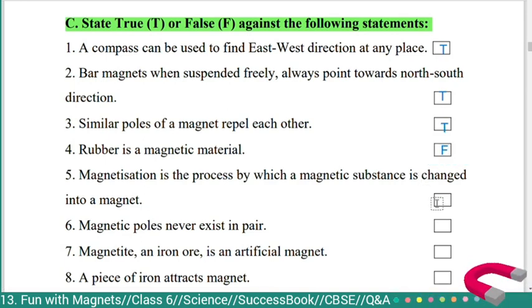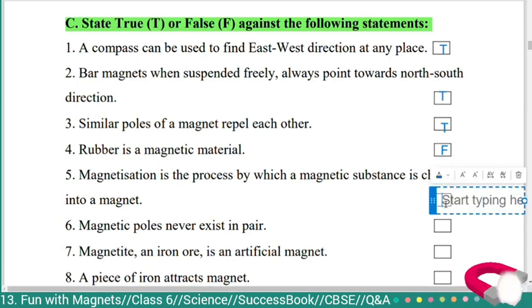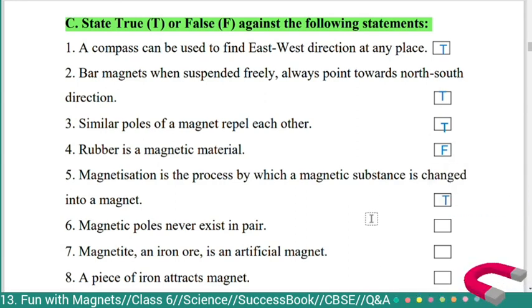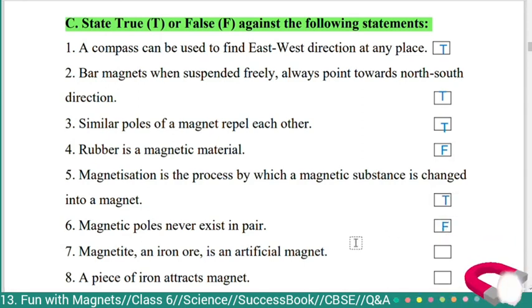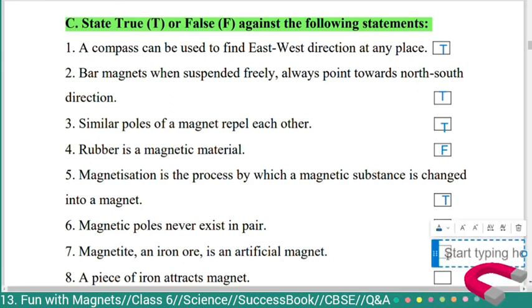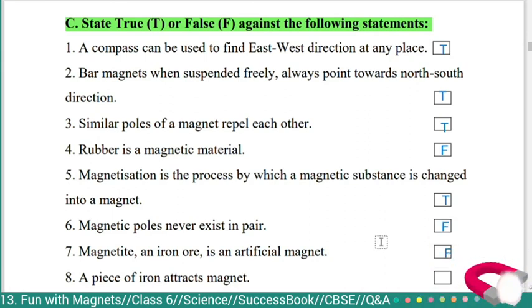Fifth one, magnetization is the process by which a magnetic substance is changed into a magnet. This is also true. Sixth one, magnetic poles never exist in pair. False. Seventh one, magnetite, an iron ore, is an artificial magnet. False.